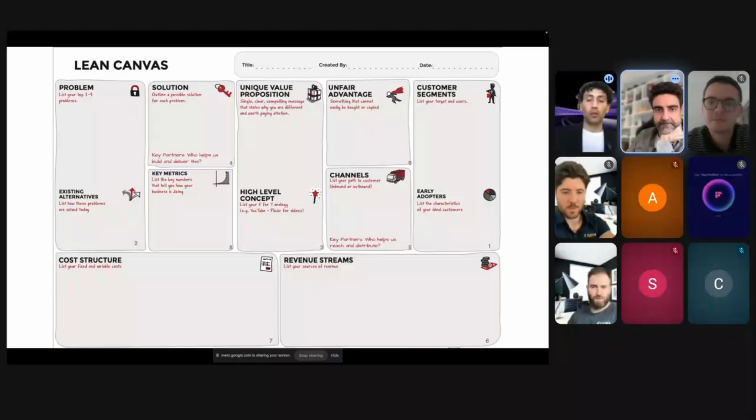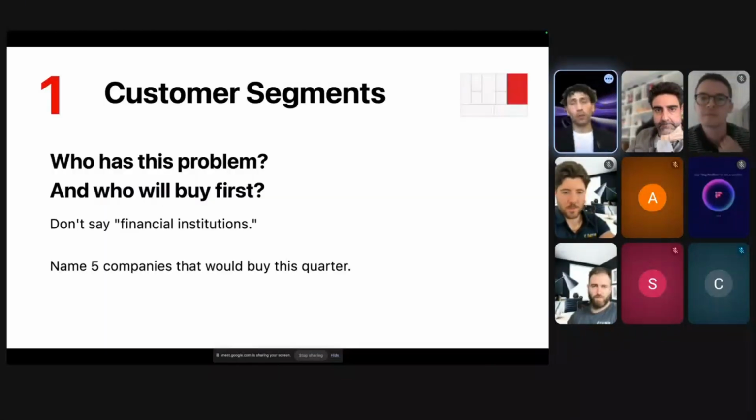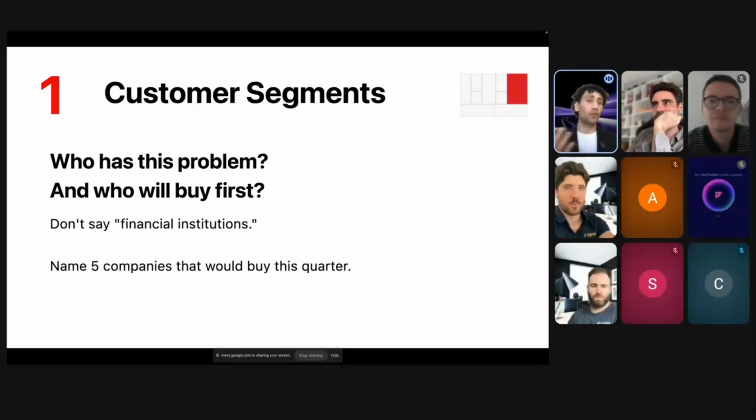Good. So now we're going to go through each of them, and then we go to you, building this by yourself. The first one is the customer segment. Here we need to be very specific. We don't want to know, generically speaking, who your customers are, but we want to be as specific as possible. For example, at Speed Legal, our customer segment is companies between 1 and 250 full-time employees.